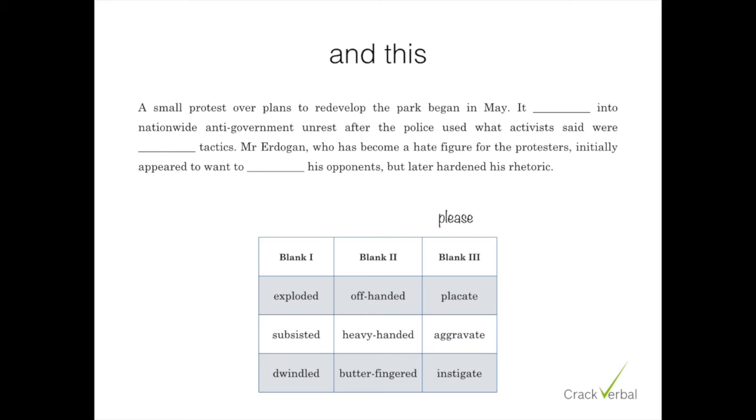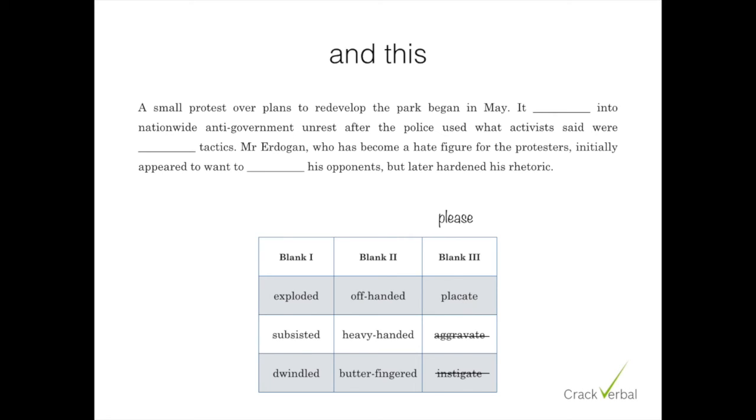Looking through the answer options, we realize that aggravate means to cause harm or make something worse. We can eliminate that. And instigate is to cause something to happen, especially used in the context of unrest or something bad. So this is not what he wanted to do before. So let's get rid of that as well. Placate means to make a harsh situation better, and that makes sense in this context. It sort of means to please.